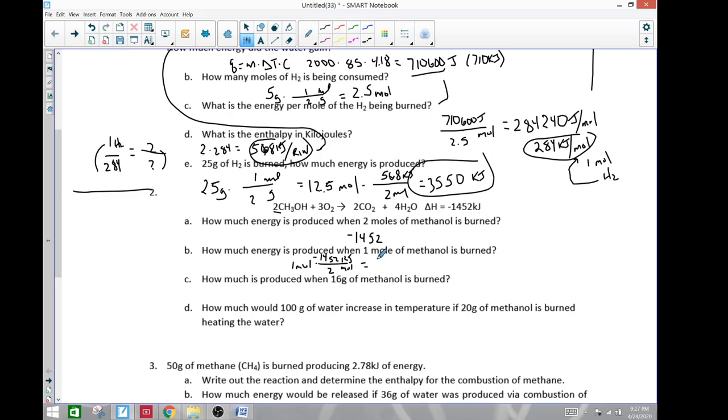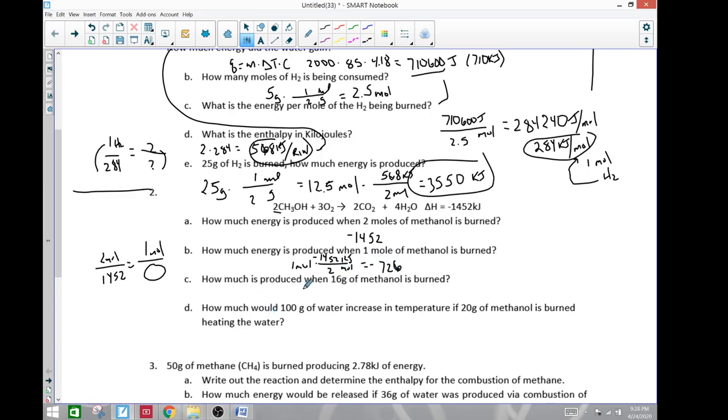Now that's one way of doing it. Or you could say, well, how much is 1 mole? Well, 2 moles gives us 1452. How much would 1 mole give us? And you would just cross multiply and divide. Or it's just straight proportions, half as much. So 1452 divided by 2 is 726. And it would be 726. Of course, it would just be negative, meaning that it's exothermic.